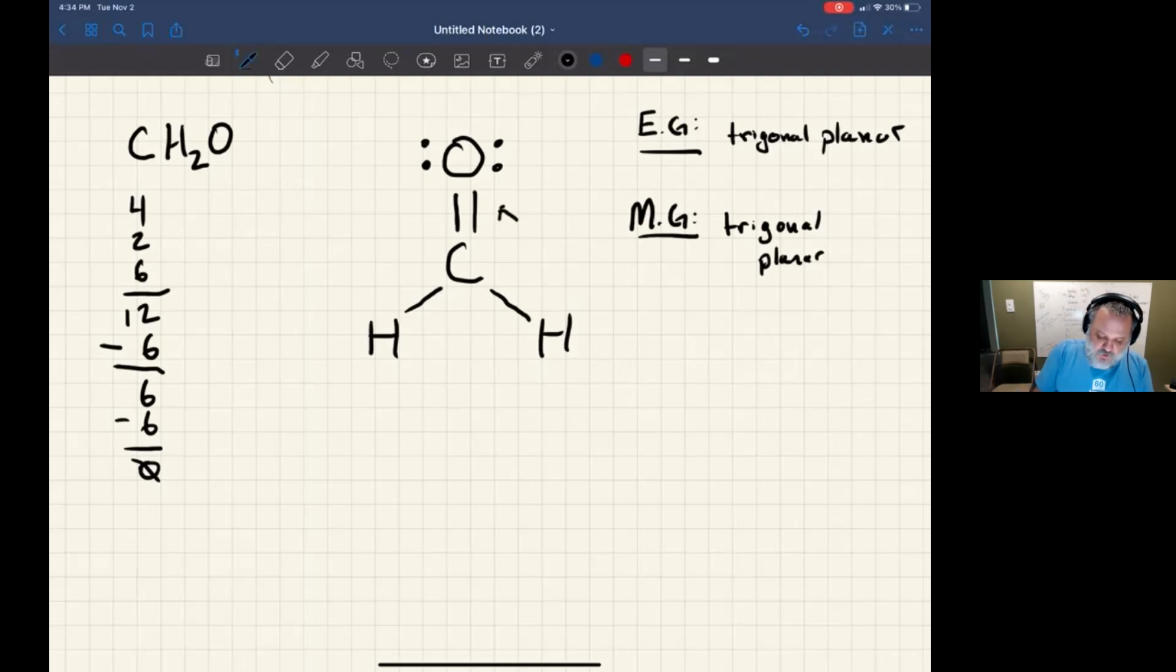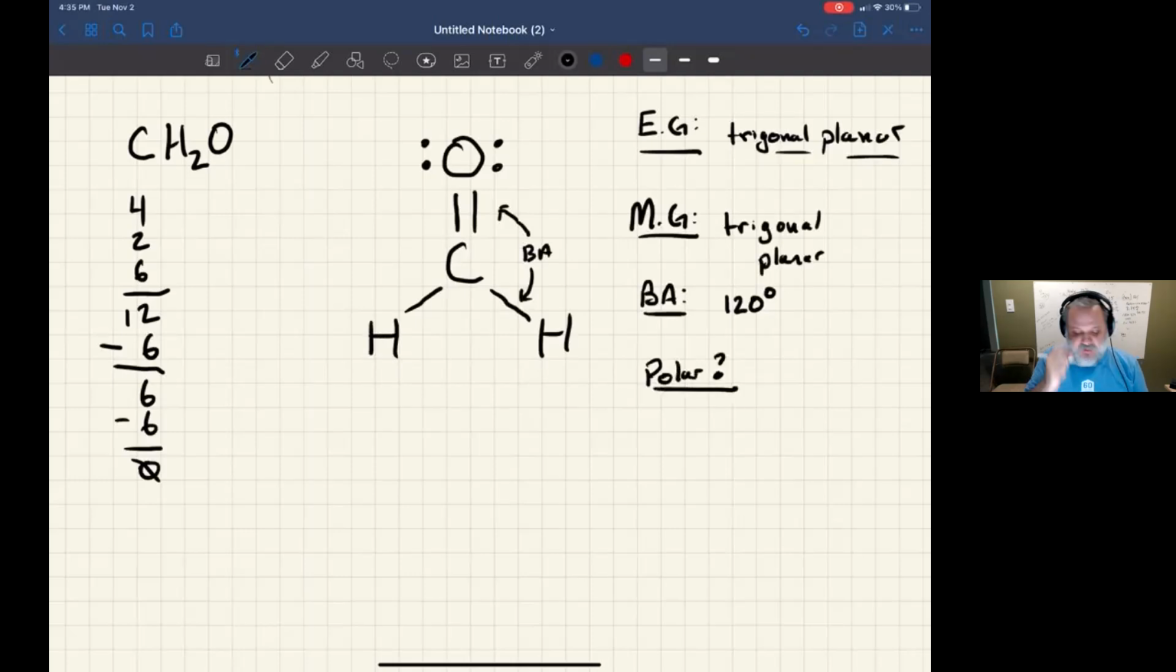Okay, well, what are the bond angles? Remember that the bond angles go with the electron geometry. Trigonal planar electron geometry means 120-degree bond angles. Okay, is the molecule polar or nonpolar?